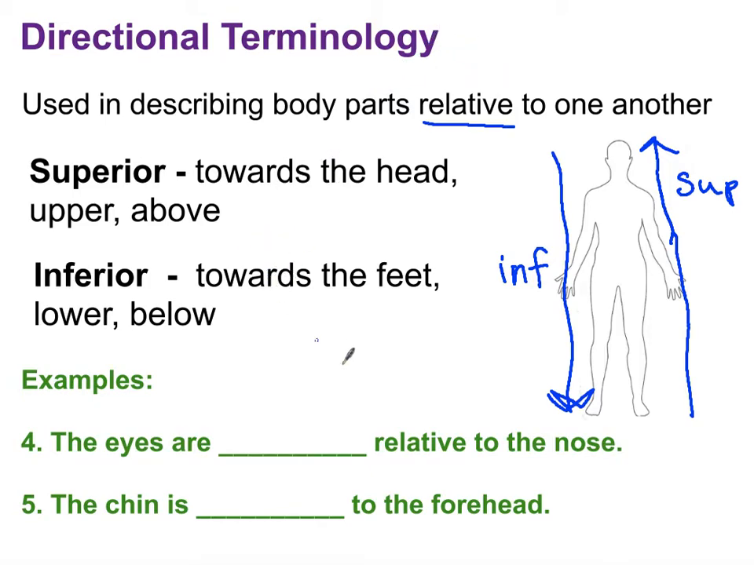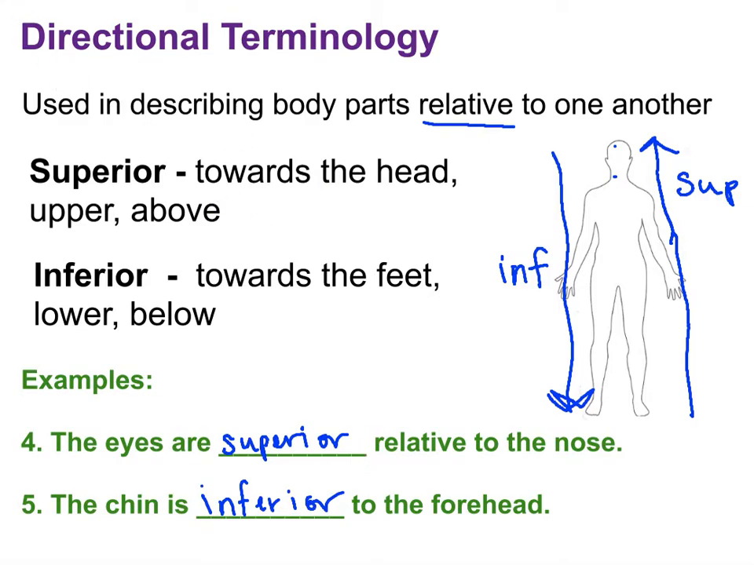Okay, so hopefully you took a look at this and said, all right, the eyes relative to the nose. The eyes are above the nose, but instead of writing the word above, the eyes are superior to the nose. They're also something else, but we'll talk about that later. The chin in relation to the forehead is below or lower than, so that is inferior. Okay, so there's our first set.